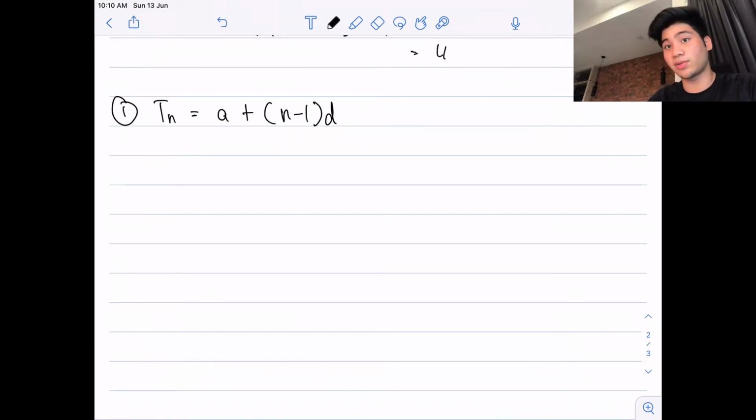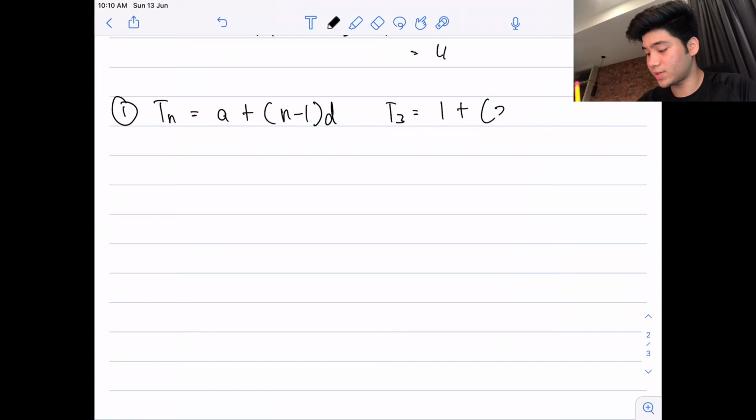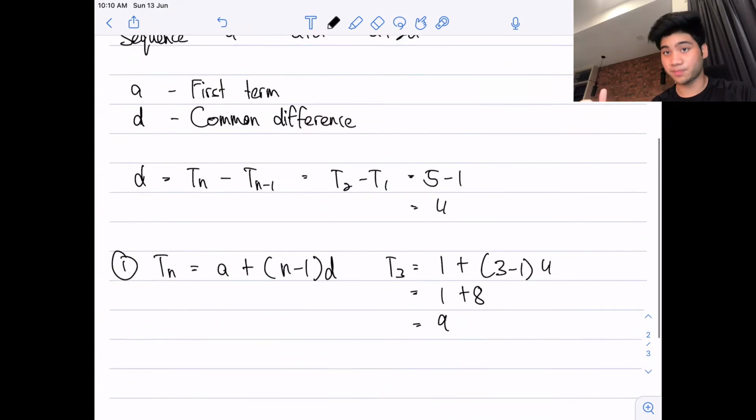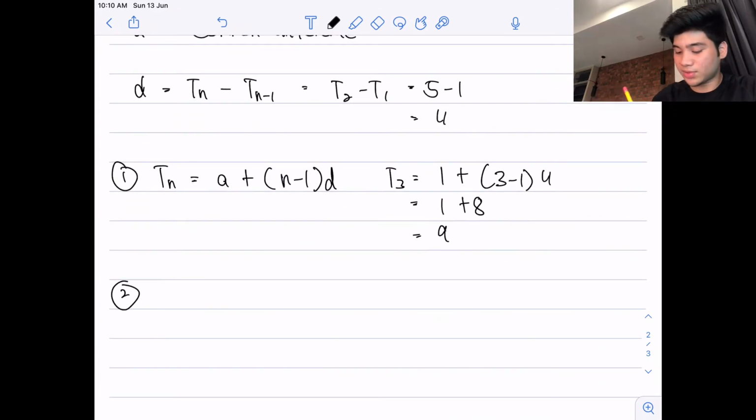Alright, so let's say I wanted to find the third term, right? T3. I would have to write 1 plus 3 minus 1, and we know our common difference is 4. So it would be the same thing as 1 plus 8, and it equals 9. So if we check back, our term 3 is 9. Same thing. So now let's look into the second formula.